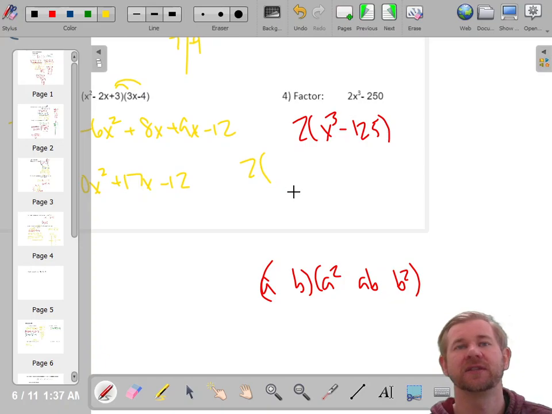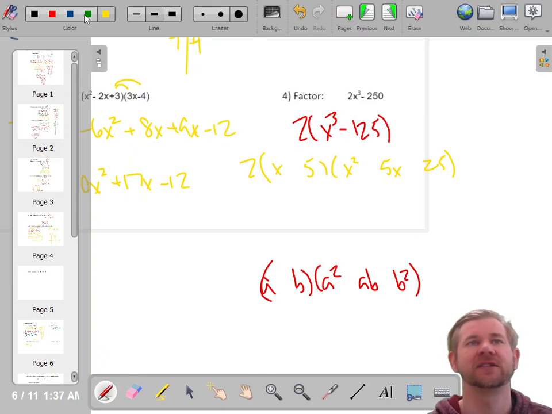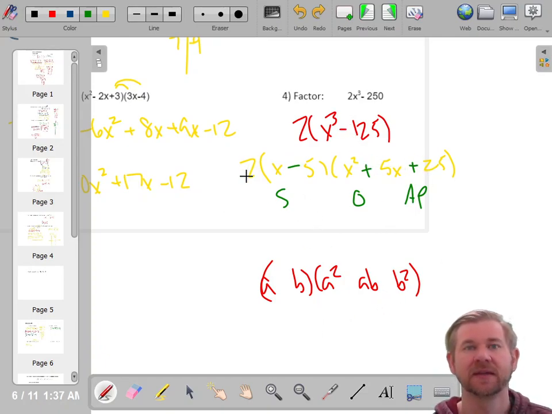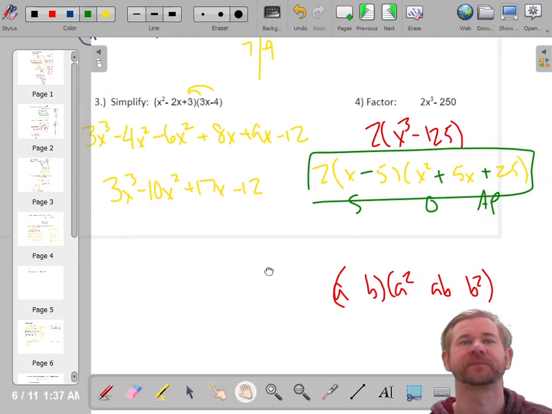So the 2 is not going to change. But now the cube root of x cubed, that's your A term, that's x. And the cube root of 125 is 5. So A is x and B is 5. And now I'm going to do A squared, x squared. A times B, 5x. B squared, 25. And the trick we use for the signs is SOAP. So if this is minus, that's the same, opposite, always positive. These are the same. This one's always the opposite, and this one's always positive. So we say SOAP for the signs. That is the completely factored form.